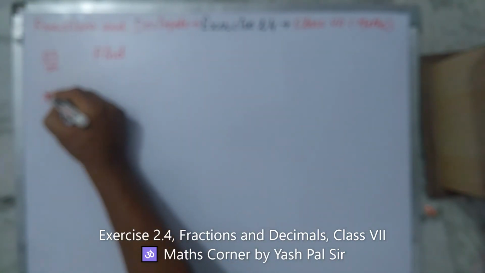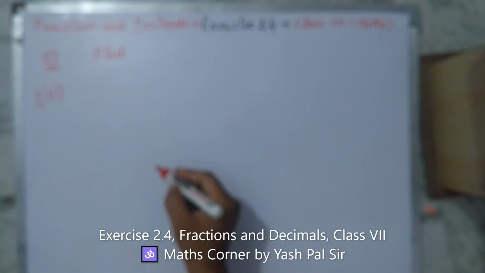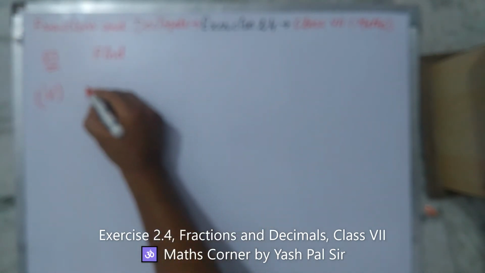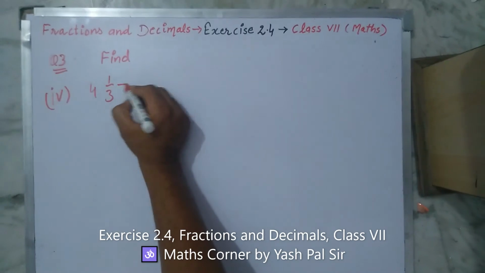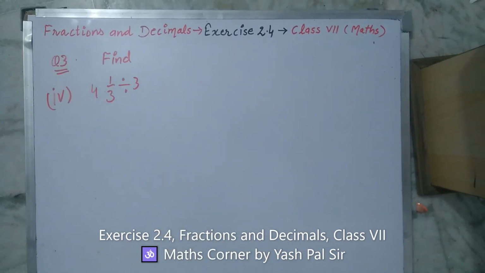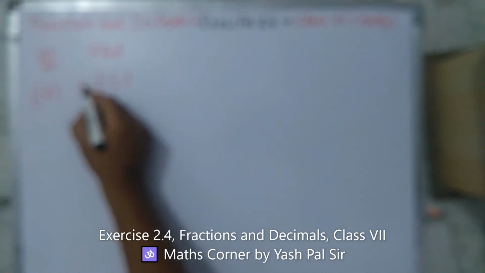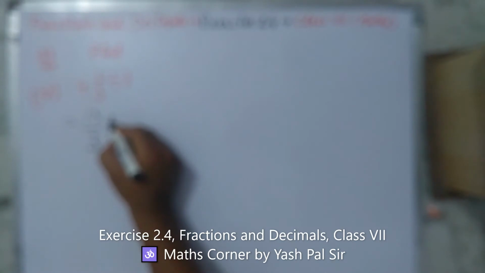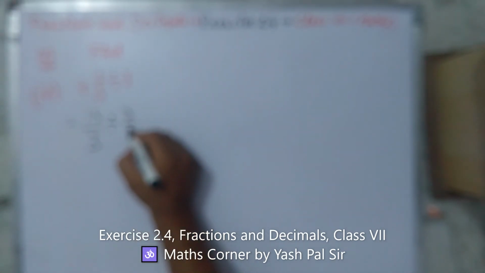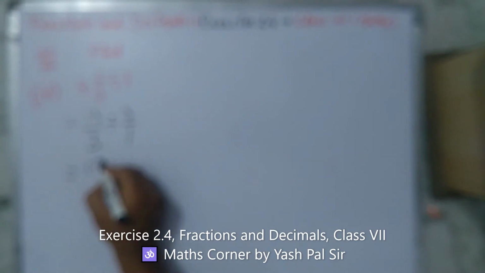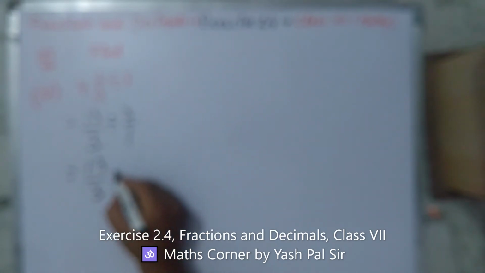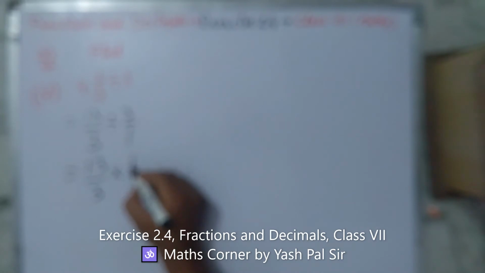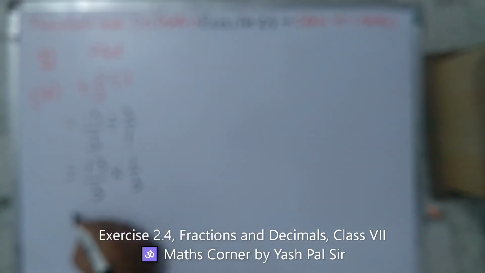Part number 4. We have 4 and 1 by 3 divided by 3. First of all, we write this as 4 into 3, 12 plus 1, 13 upon 3 divided by 3, meaning 3 upon 1. So this means 13 upon 3, divide is converted into multiplication. Reciprocal is 1 upon 3. So answer is 13 upon 9.